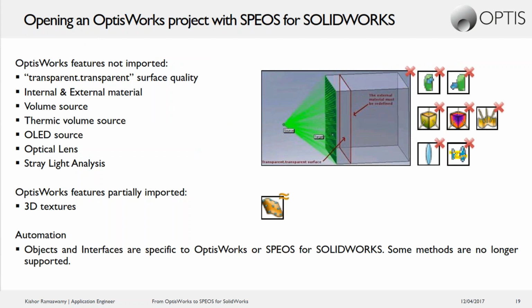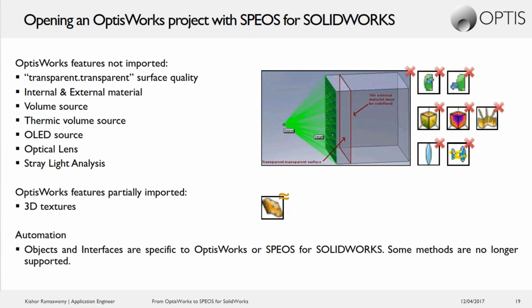And on that same note, this is essentially a list of the features that were not imported into SPEOS for SOLIDWORKS. Some of them I have mentioned already, but the full list is contained here. The first two I think are not necessarily that they were not imported, but they've been changed to volume and surface properties. So the main features that were not imported into SPEOS for SOLIDWORKS are the volume source, the thermic source, the OLED source, the optical lens, and the straight light analysis.